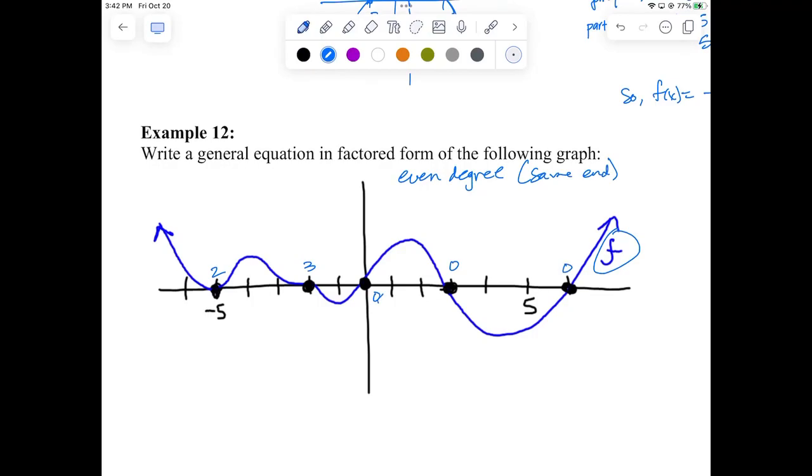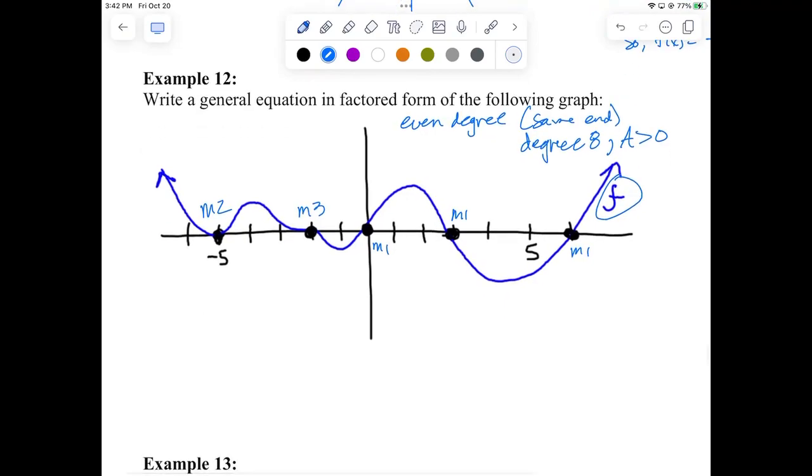So I put 0 there. Sorry, I meant to write the multiplicities. Let's write the multiplicity. This is going to be an M2 bounce. This is an M3 wiggle. This is an M1 cross. This is an M1 cross. M1 cross. So if you add all those up, 2 plus 3 is 5, plus 1 is 6, 7, 8. This is actually a degree 8. It's degree 8. It has a positive leading coefficient because it exits on the right-hand side at the top.